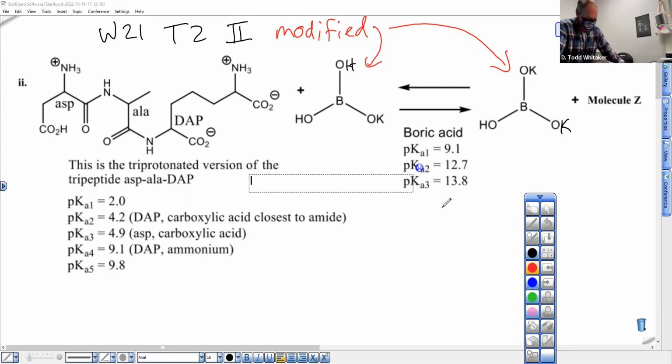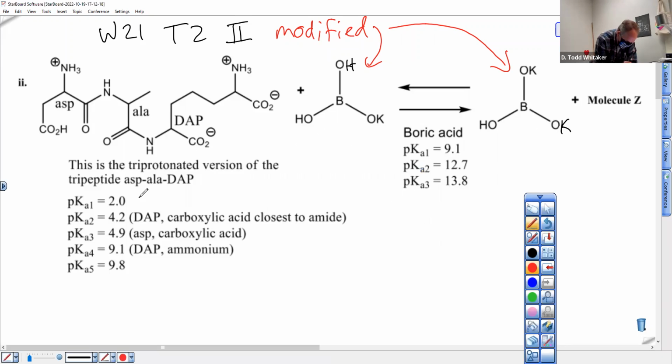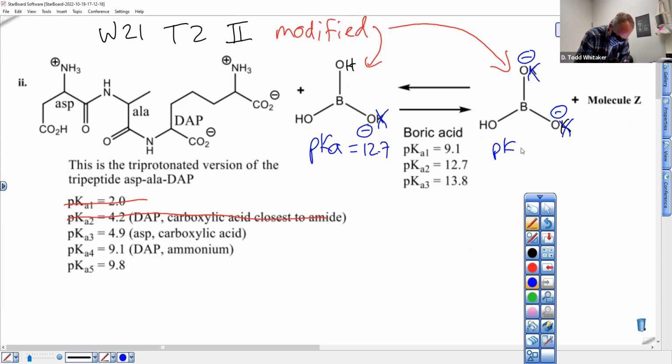So, currently speaking, triprotonated means 2 H's are missing. Previous video said that's missing and that's missing. That didn't change. If we need this to be a base, which we do, here we have a species: O minus once, O minus twice. This one's the acid with a pKa of 12.7. This one's the base with a pKb of 14 minus 12.7 equals 1.3.